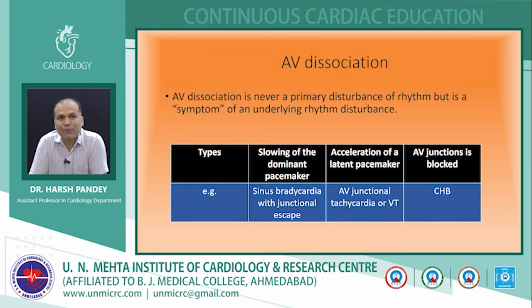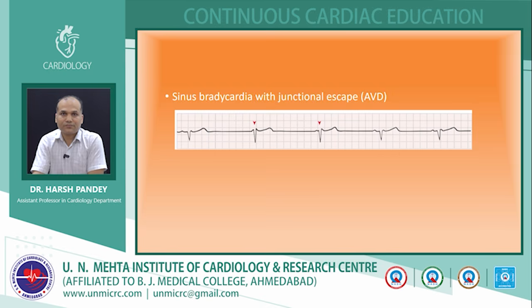So AV dissociation is not a primary disturbance of the rhythm, but it is actually a symptom of the underlying rhythm disturbance. If the patient is having slowing of the dominant pacemaker, that is sinus node depression, the junctional rhythm will take over and the patient may have AV dissociation. If the patient is having acceleration of the latent pacemaker, suppose the patient has ventricular tachycardia, still they may have AV dissociation. So sinus bradycardia can have AV dissociation, or VT also can have AV dissociation. This is one example of sinus bradycardia with junctional escape with AV dissociation.